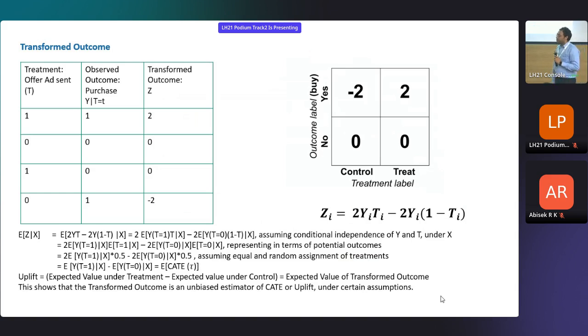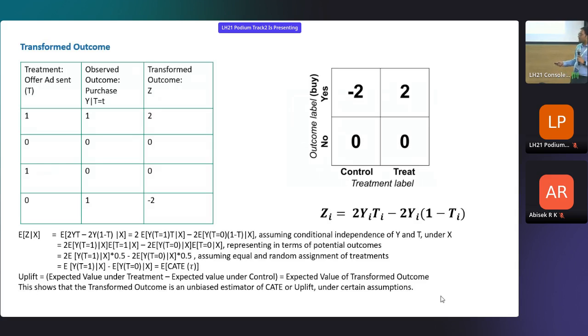So starting off with the transformed outcome approach, right? Here, what we are effectively doing is changing the outcome based on what treatment was given. So if the treatment was 1 and the outcome was 1, we make the transformed outcome 2. If the treatment was 0, so it's in the control group, and they purchase the item, then we make it -2.